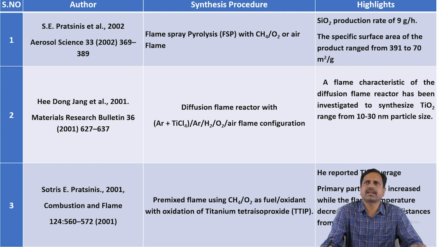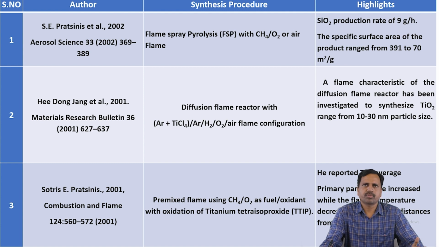So per hour 9 grams can be synthesized, and the main criterion in the synthesis of nanomaterials is the specific surface area. The specific area of the product ranged from 391 to 900 square meters per gram. So Pratsinis et al. synthesized the silicon dioxide in 2002, and he got 391 to 700 square meters per gram.